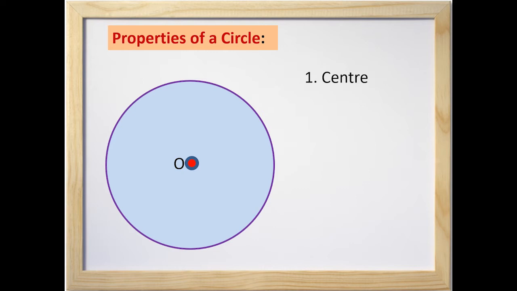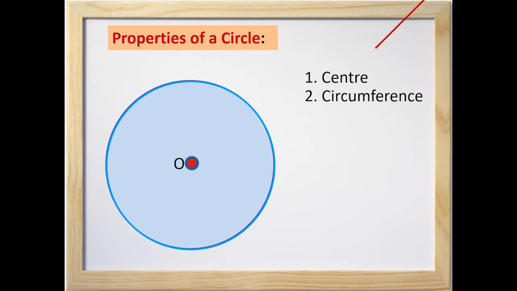The next point which we are going to learn is called the circumference of the circle. Now, what is circumference of the circle? The circumference is also called the boundary or perimeter of the circle.